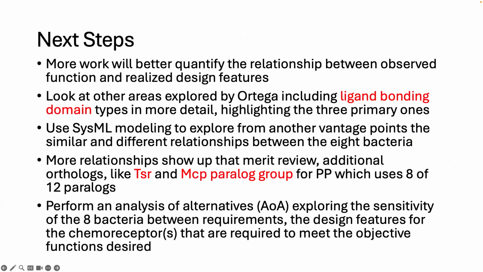better quantify the relationship between observed function and realized design features, looking at other areas explored by Ortega, including the ligand binding domains in more detail, highlighting the three primary ones that he talks about. I actually show that for the 51 chemoreceptors I have, there was a fair distribution in common between them. Using the Systems Modeling Language to explore from another vantage point the similarities and different relationships between the 8 bacteria should help us to get some insight.